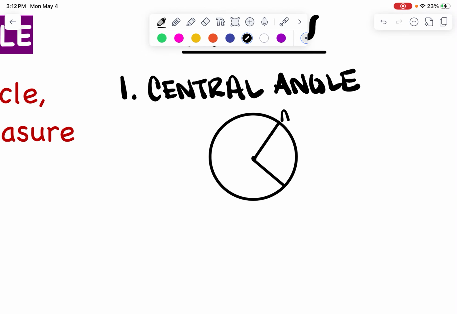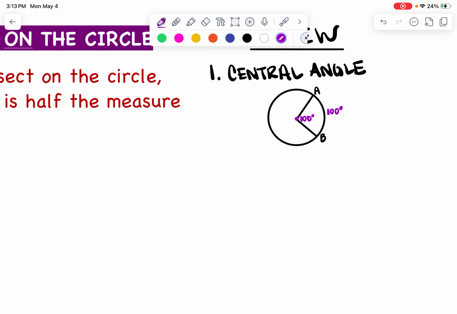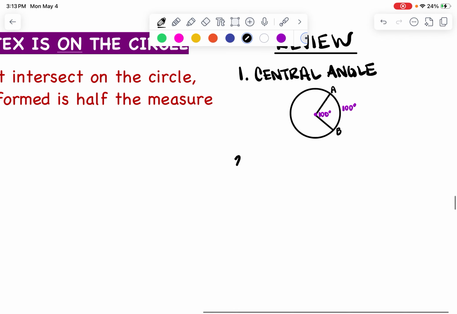So let's say this was arc AB. Remember, we learned that if the central angle is, let's say, 100 degrees, then the measure of the arc is also 100 degrees, right? So when the vertex is at the center of the circle, then the angle and the arc are one and the same. But then we learned about inscribed angles.